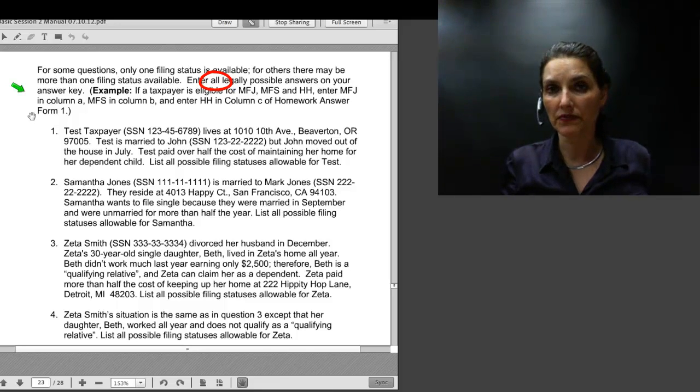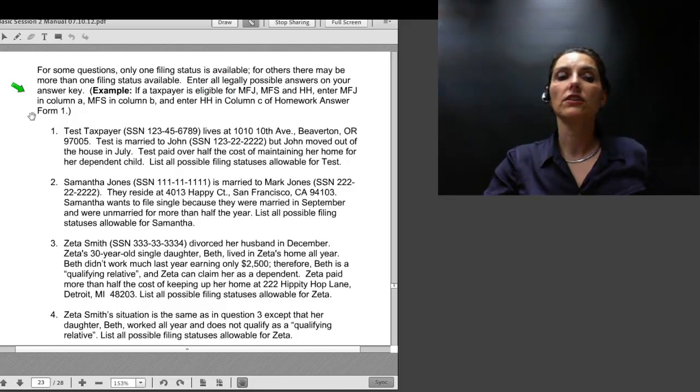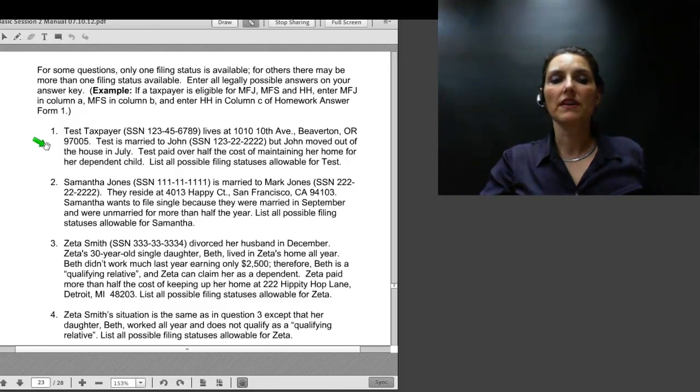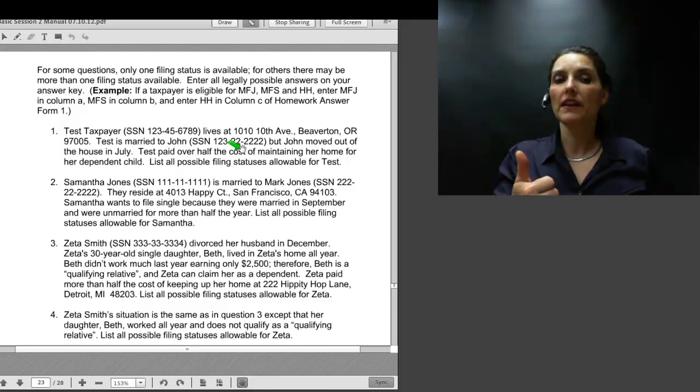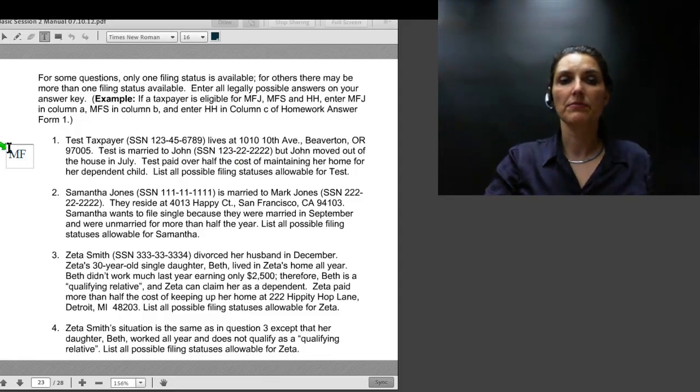Test taxpayer is married to John, but John moved out of the house in July. Test paid over half the cost of maintaining her home for her dependent child. What are the possible filing statuses allowable for Test? The answer is married filing joint or married filing separate. Those are her two choices. So the two possible filing status choices for Test are married filing joint or married filing separate.